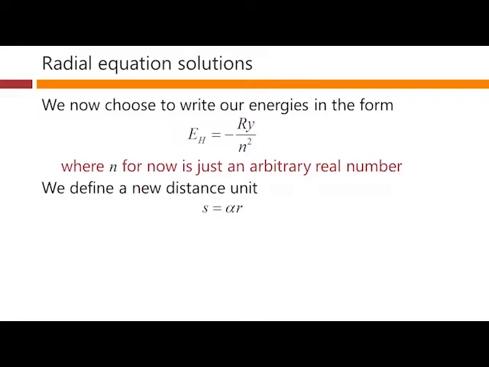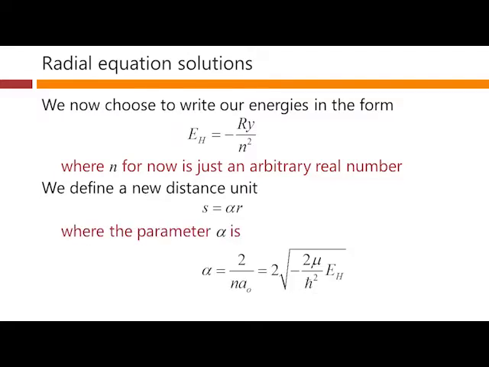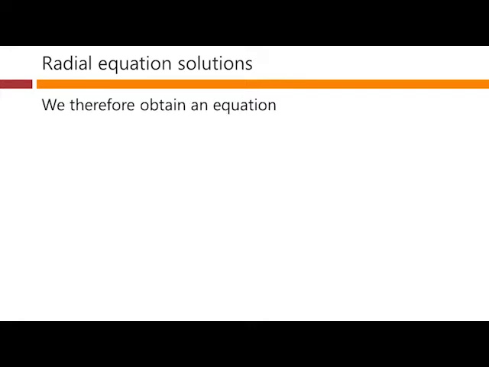We'll define a new distance unit for the purposes of our algebra for the moment. A distance unit, s, is equal to alpha times r, where this alpha parameter is given by this formula here. And again, because E_H is going to be a negative number, we think it's all right to have this minus sign in here. This alpha should still be a real number. So this is just for algebraic convenience. Therefore, with those slight changes, we get this equation. This is exactly the same equation as we had before, but because of our minor changes of units, it looks a little simpler.